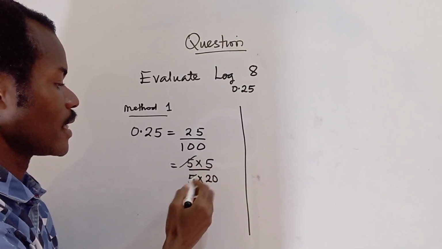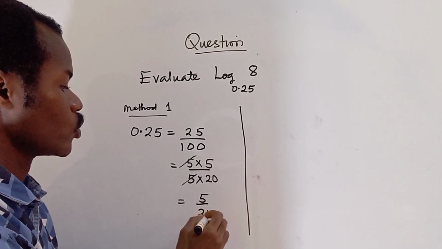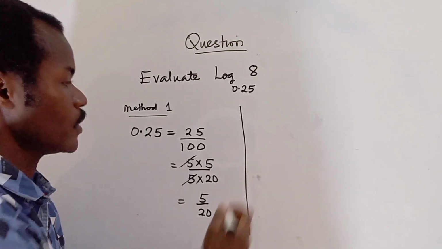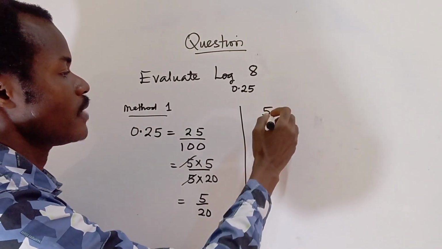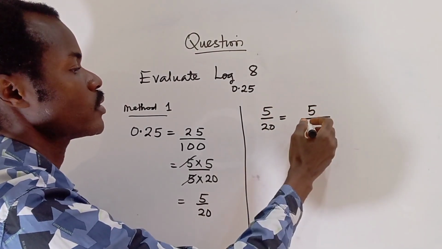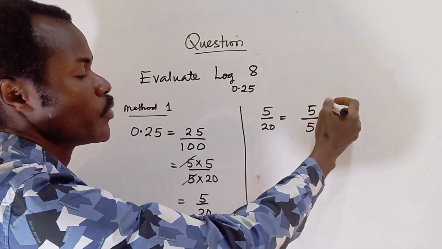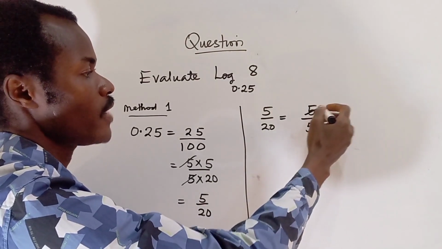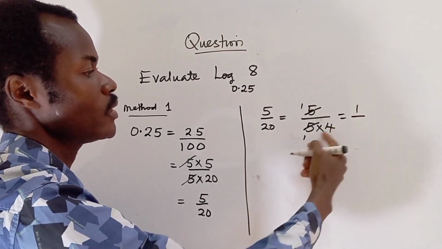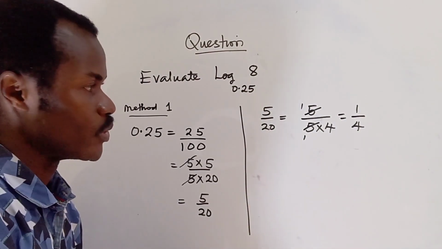So this can cancel out this. So we are left with 5 divided by 20. This we can further reduce. So 5 divided by 20 also means we have 5 divided by 5 times 4. So 5 can strike out 5, 1, 1. So we are left with 1 divided by 1 times 4, which is 4. But we are not going to stop there.